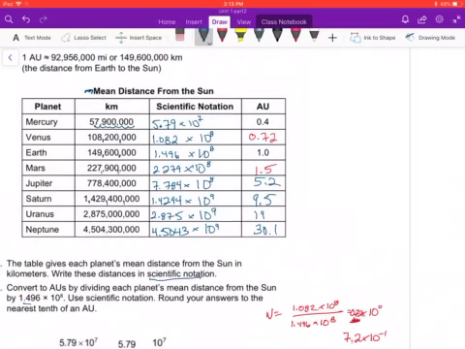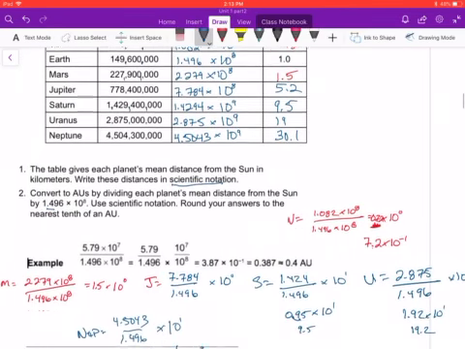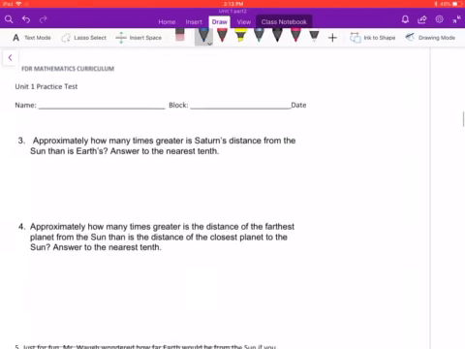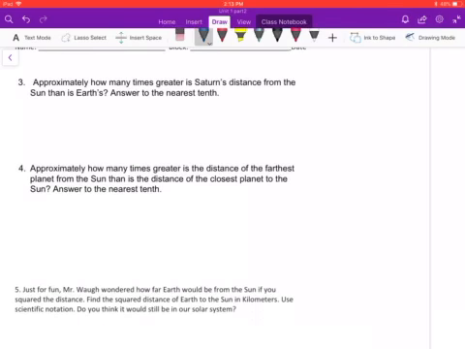So now we have the astronomical units, mean distance from the sun. We have it in scientific notation. We have it in standard notation. That's pretty cool that you can do it in all those different forms. I like that about math. There's a lot of different ways to do it.